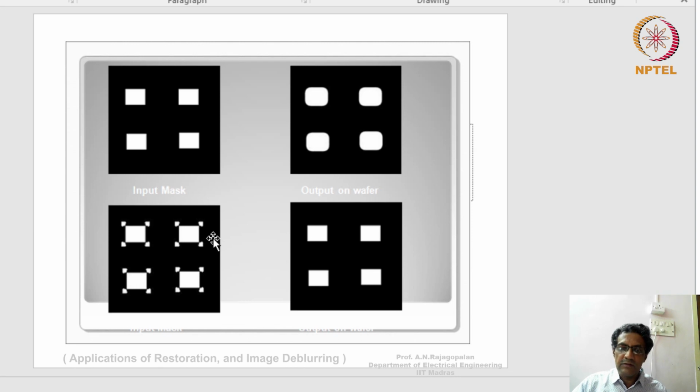So in that sense, I wanted you to clearly understand that restoration is a more objective way. It is not about just visual appeal. This is about understanding the forward process, and if that is causing some kind of degradation, then you want to be able to invert it or undo it. So in this case, in the image synthesis problem, the mask should be like this in order for the binary pattern to be sharp at the corners.